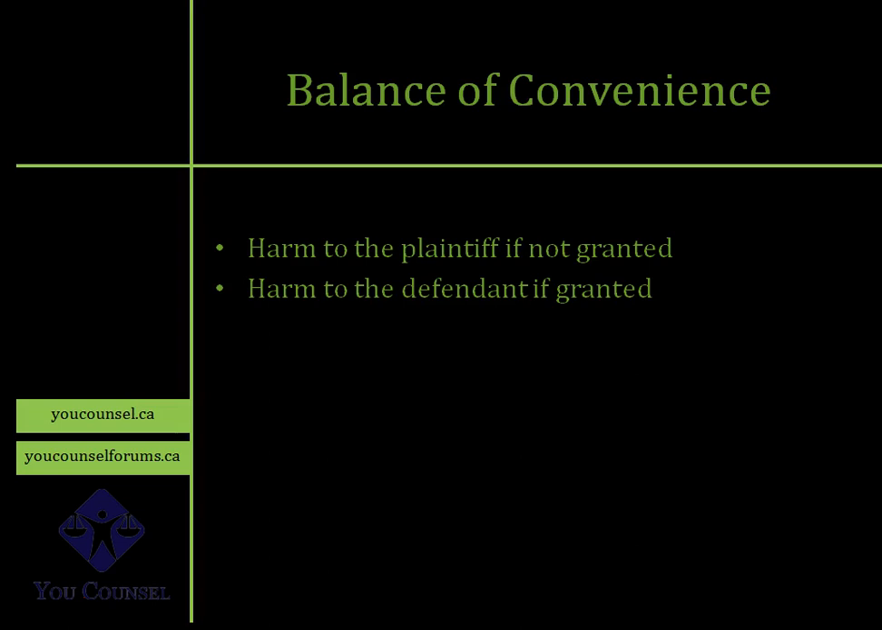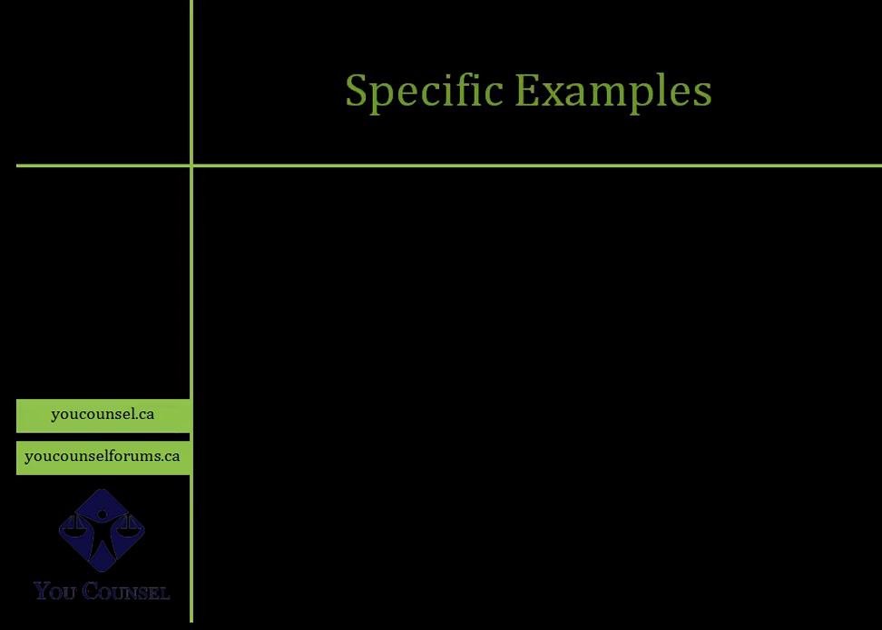So the court is going to review the balance of convenience and then decide whether the balance of convenience is in the plaintiff's favor. If it's not in your favor, you will not get the injunction. Some of the specific examples, quickly we'll go through. One kind of injunction that plaintiffs ask the court for is called an Anton Piller Order. In simple terms, it's called a civil search warrant.